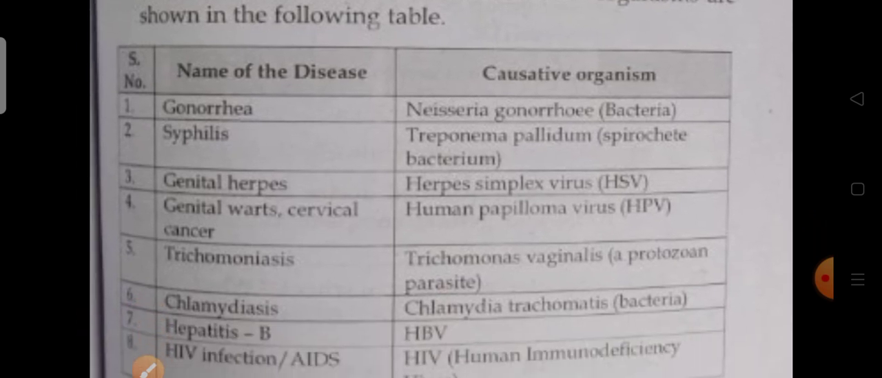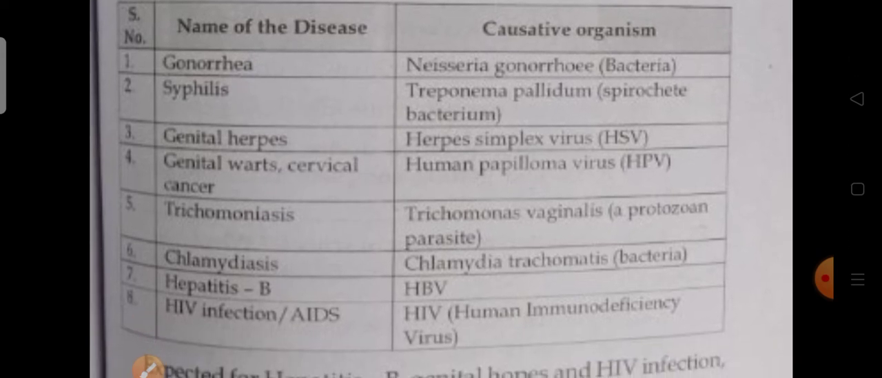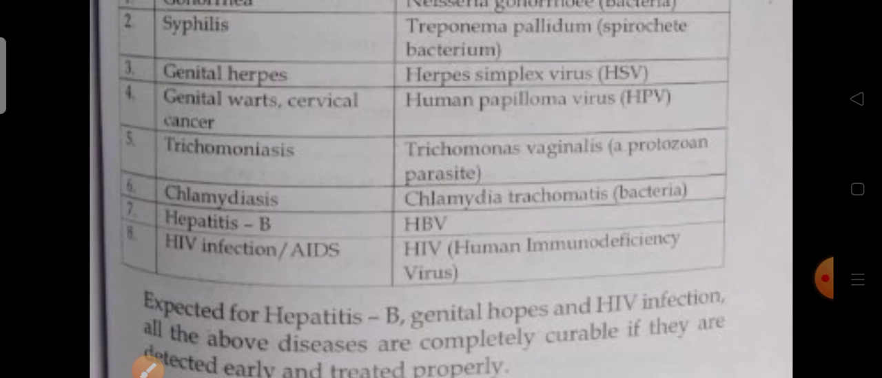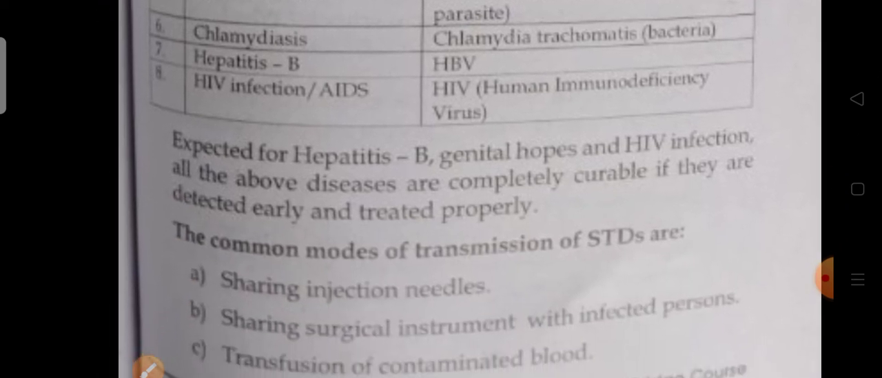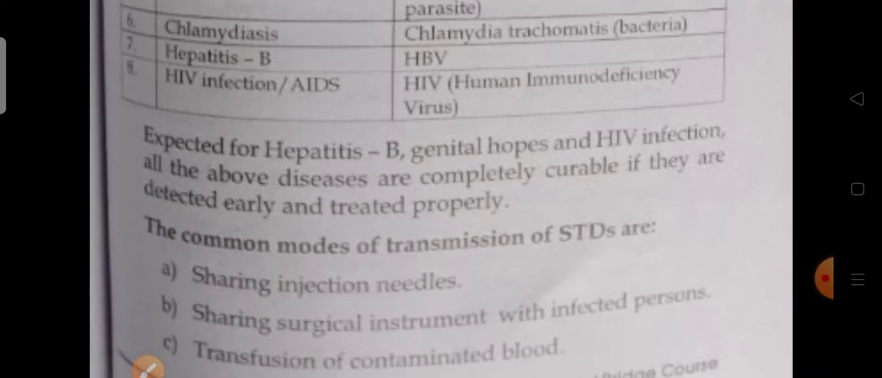Gonorrhea, Neisseria gonorrhoeae; syphilis, Treponema pallidum; genital herpes, herpes simplex virus; genital warts or cervical cancer, human papilloma virus; trichomoniasis, Trichomonas vaginalis, a protozoal parasite; chlamydiasis, Chlamydia trachomatis, bacterial; hepatitis B. Next, HIV infection, AIDS, human immunodeficiency virus. Except for hepatitis B, genital herpes and HIV infection, all the above diseases are completely curable if they are detected early and treated properly.